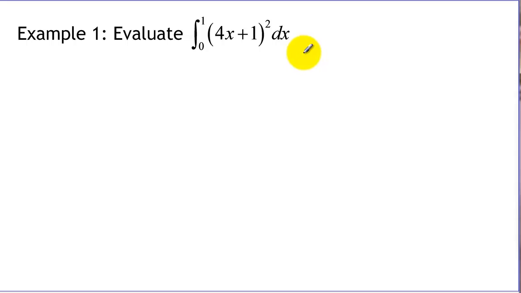So let's look at an example here. First, we will just evaluate a definite integral to practice using the notation, and then we will apply that to area problems. So in this example, we have an expression raised to the nth power, so we have to use our substitution here. So u is going to be 4x plus 1, and u prime is 4.